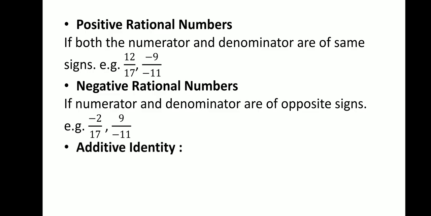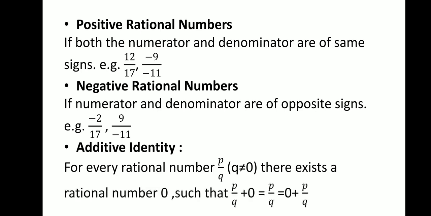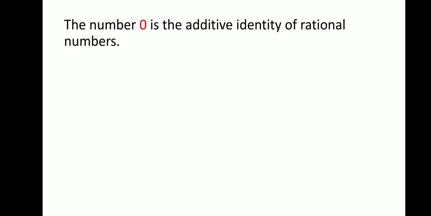After that, we have studied additive identity. So what do we mean by additive identity? For every rational number p by q, q not equal to 0, there exists a rational number 0 such that if I add 0 to that particular rational number, the answer is the same rational number. So the number 0 is the additive identity of rational numbers.